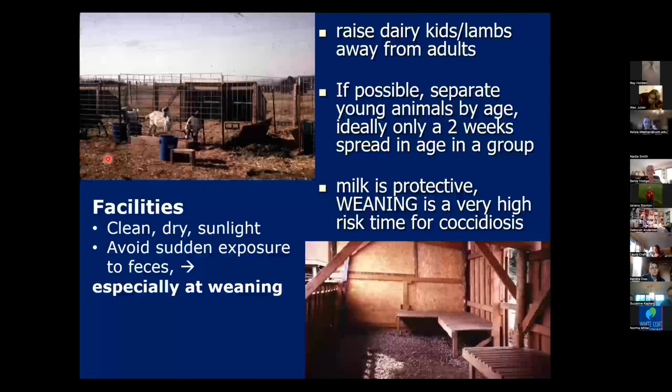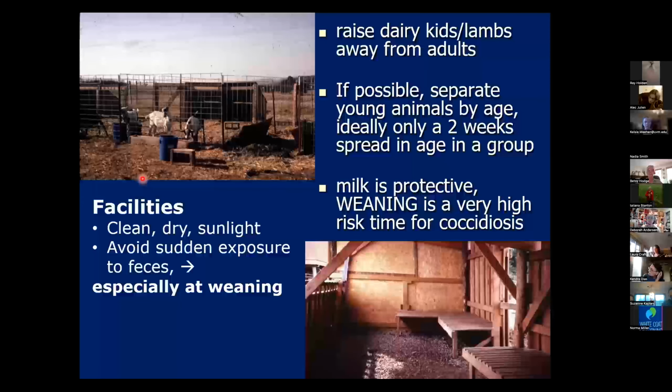Right at weaning, the kids got exposed to feces for the first time, because since they'd been on raised flooring, they hadn't been exposed to feces. And so right then, when they were losing the protection from milk, they got exposed. So we'll often say that since weaning is such a high-risk time, talk to your veterinarian about whether there's something you can do a week before you start weaning for these animals.